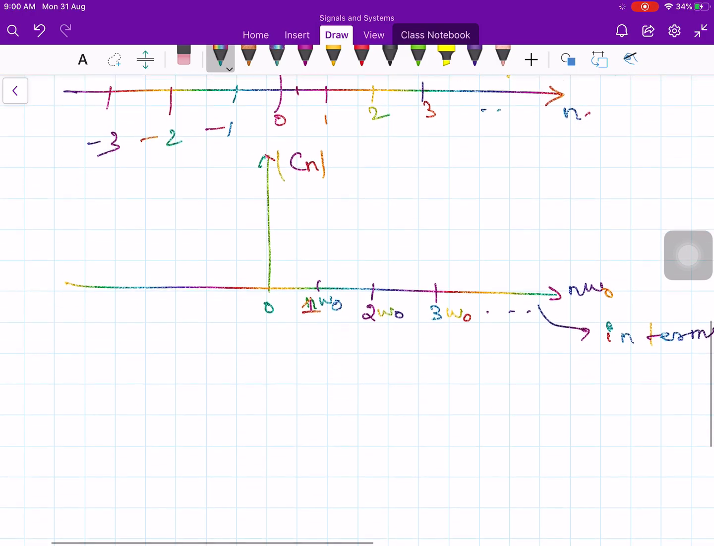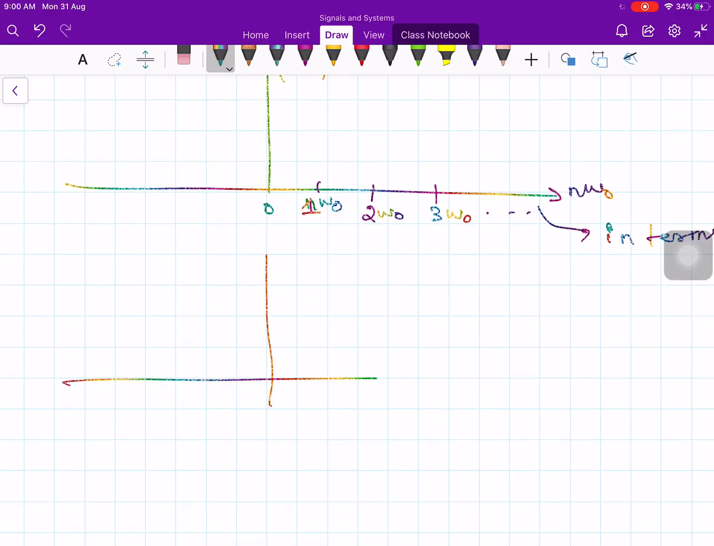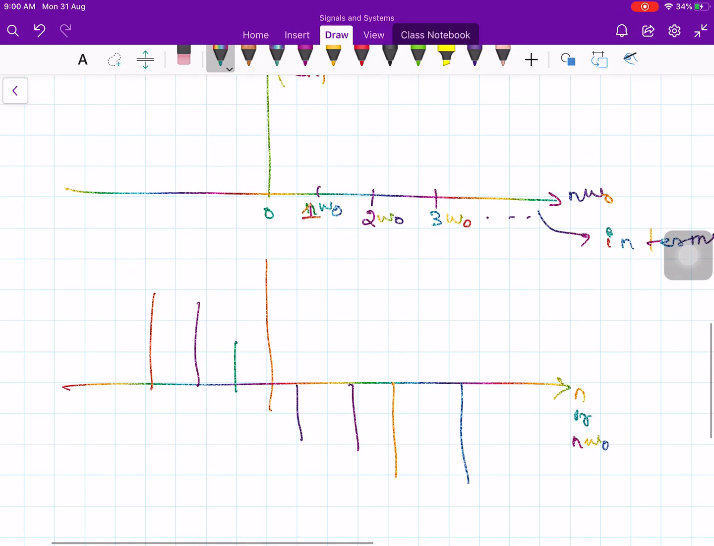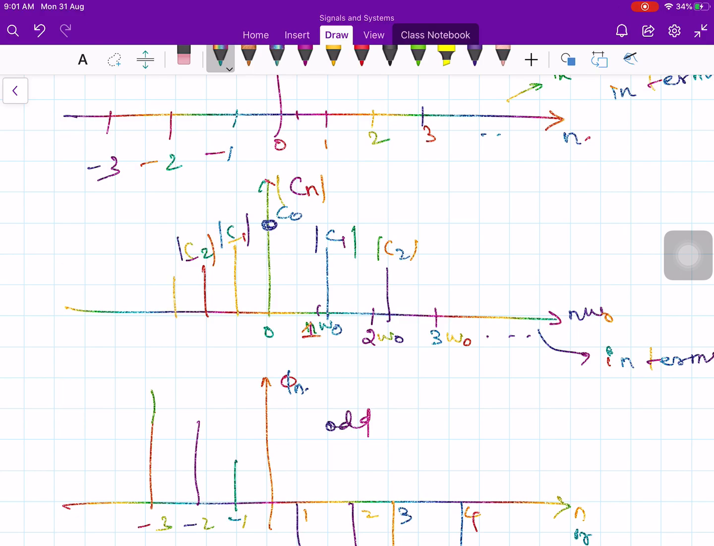Therefore you can graduate the x-axis either in terms of n or in terms of n omega naught. Similarly, if you plot the phase, again you can choose n or n omega naught. And we said the phase spectrum is an odd function like this, and the magnitude is even. So 1, 2, 3, 4, minus 1, minus 2, minus 3, minus 4, and so on. Here let's say this is your C0, then C1, C2, and here C minus 1, C minus 2. C1, C2 are all magnitudes, and it goes on both the left hand side as well as the right hand side.